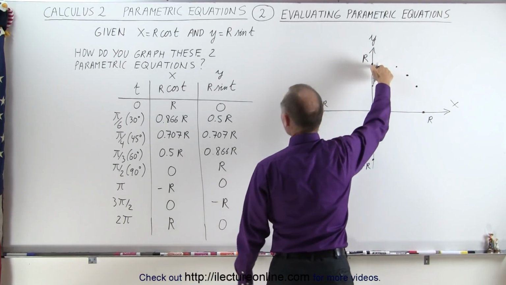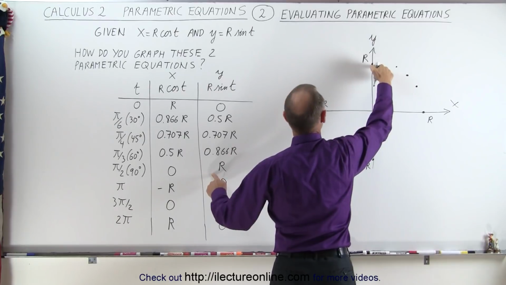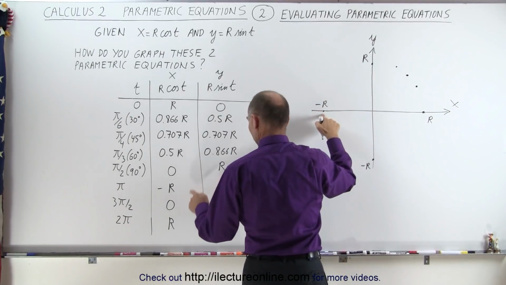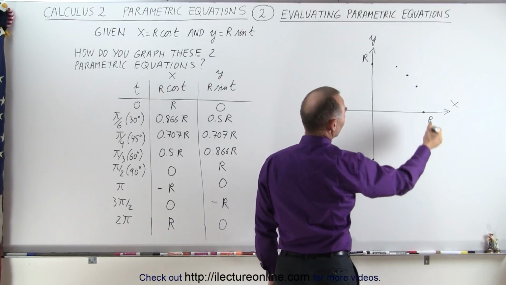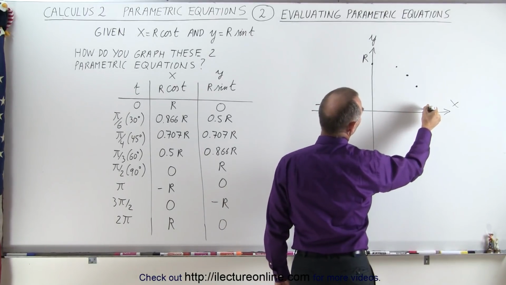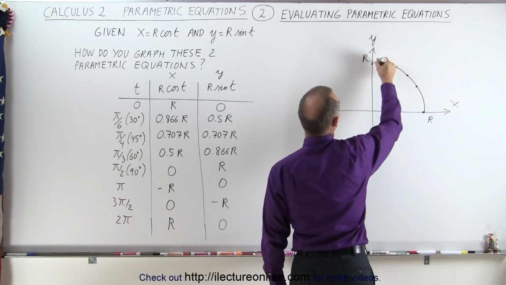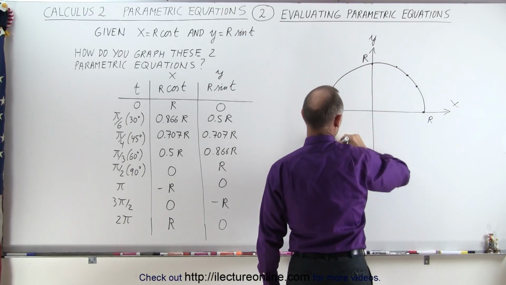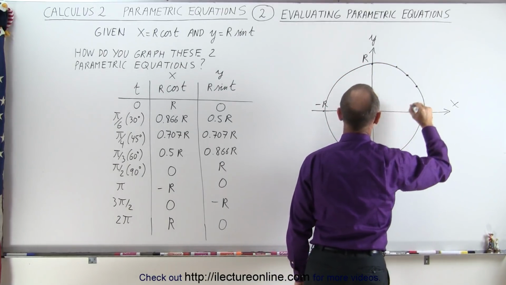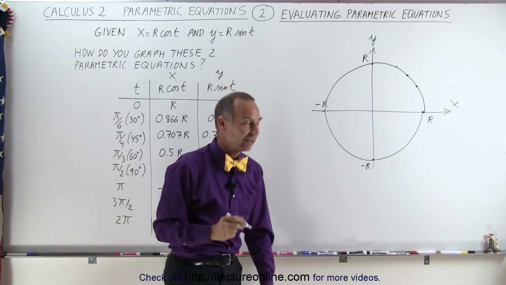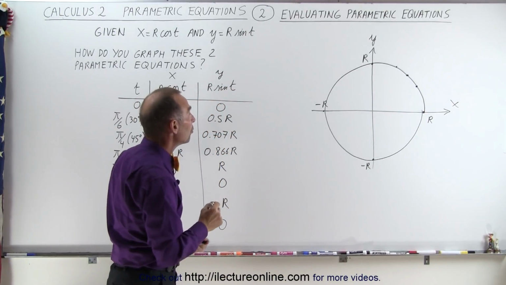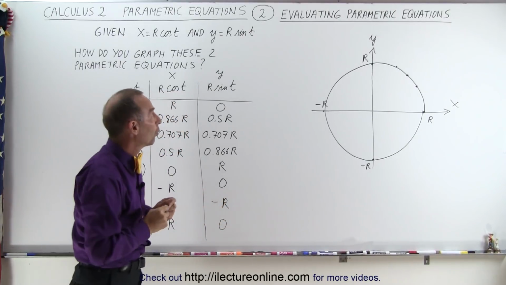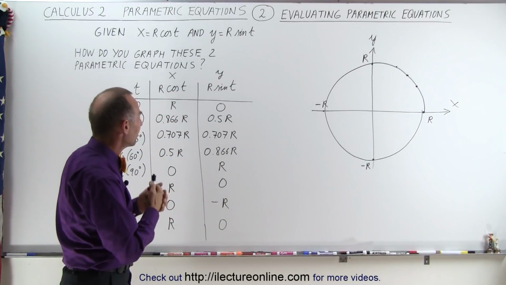Then the next point would be this point right here, 0 and r. The next point would be minus r and 0. Then would be 0 and minus r. And then we get r and 0 again. So see, when we connect all those points together, we get something that kind of looks like a circle. Of course, this was freehand drawn. But that's what we do when we say we're going to find or evaluate a parametric equation.